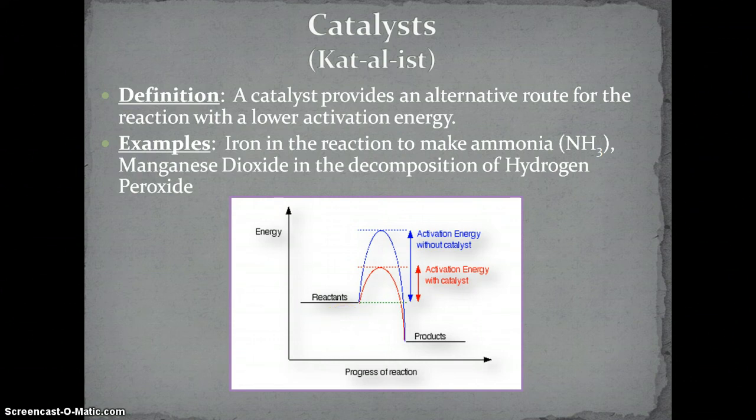Examples are iron in the reaction that makes ammonia, called the Haber process, and manganese dioxide in the decomposition of hydrogen peroxide. Remember, catalysts are not used up in the reaction. They're there, they just help things happen.